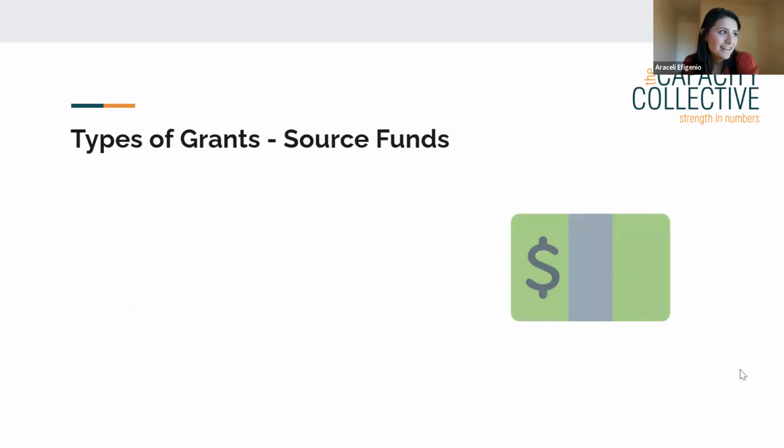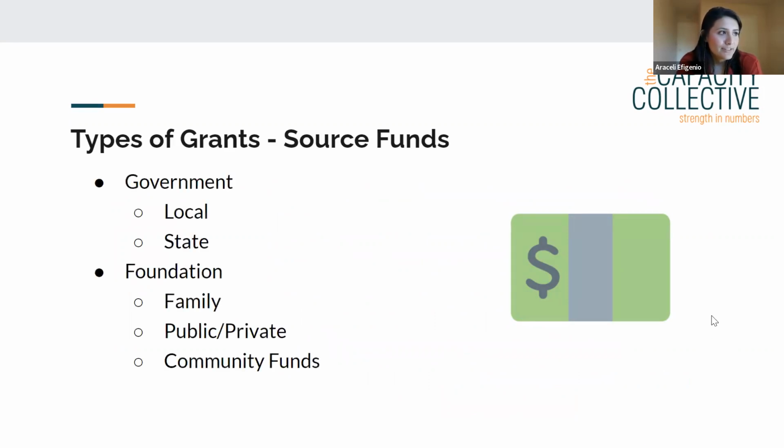So I'll take it here and just talk about some different types of grants that are out there. I'll start with source funds. There are different types of source funds. The first I'm going to talk about here are the government kind. So there's local and state. For those of us that are in the Seattle area, local would be grants from the city of Seattle, King County, versus funds from the state of Washington.